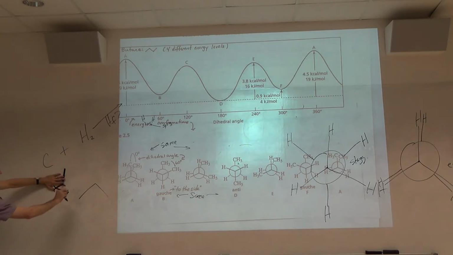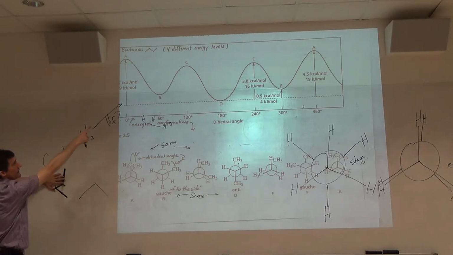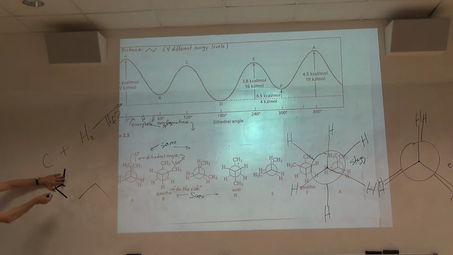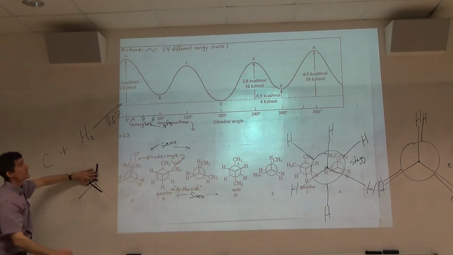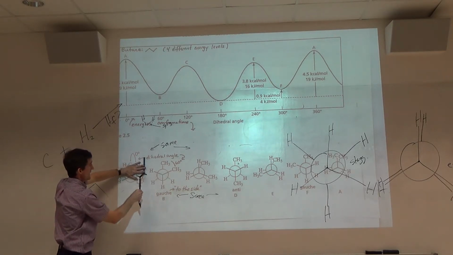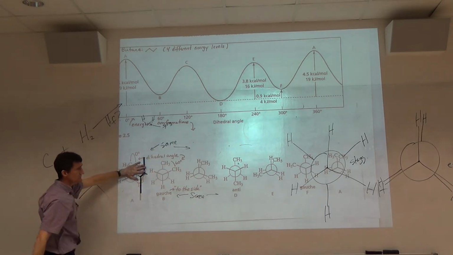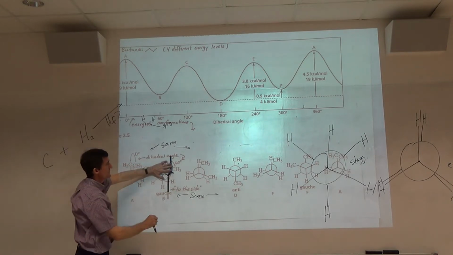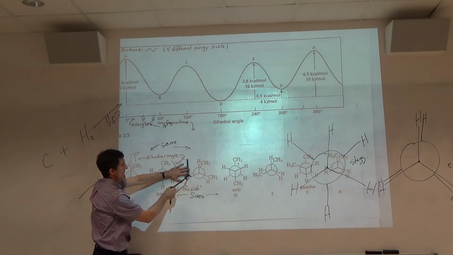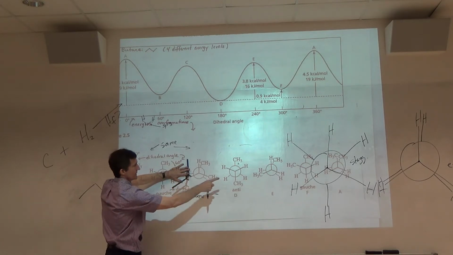Then we rotate again. Now the front H is eclipsed with the back methyl. That's eclipsed. It's C, but it's not as bad as A. Why is it not as bad as A? Because in A, the methyls were both eclipsed. Here, it's an H and a methyl, so not as bad as A. When we go to D, now we have what's called anti. That's the best, and so it sits the lowest in relative energy. And then we just basically go back to the same. We get to this, where H and methyl are eclipsed.